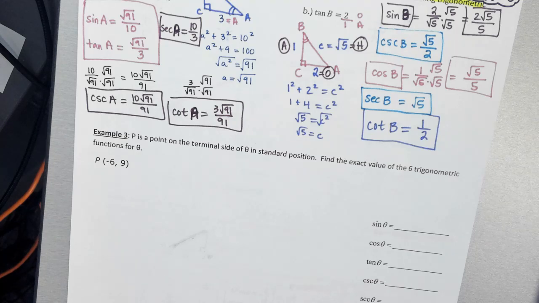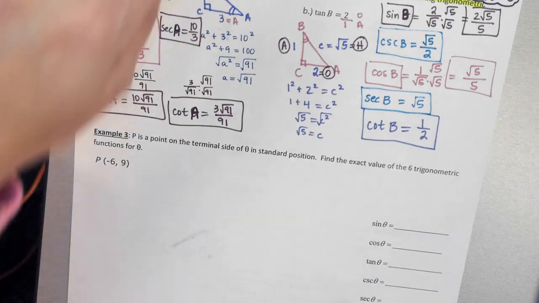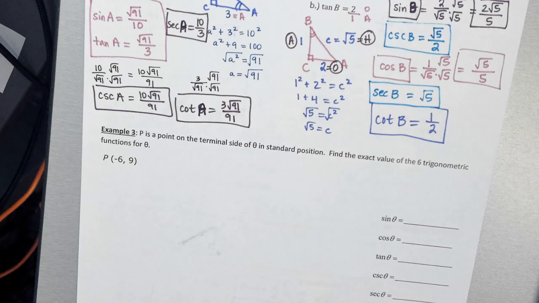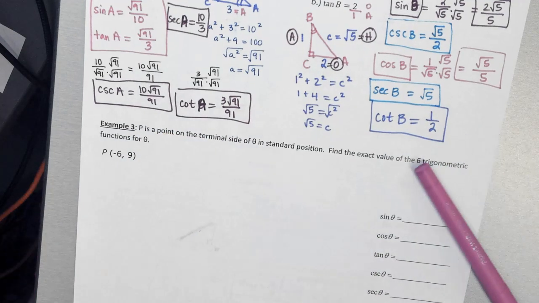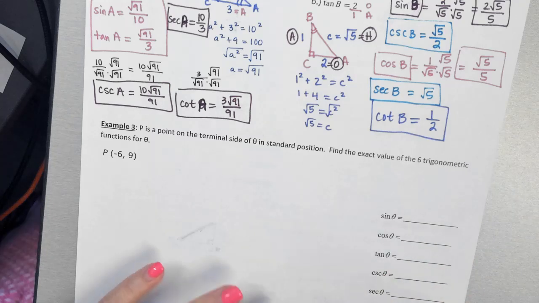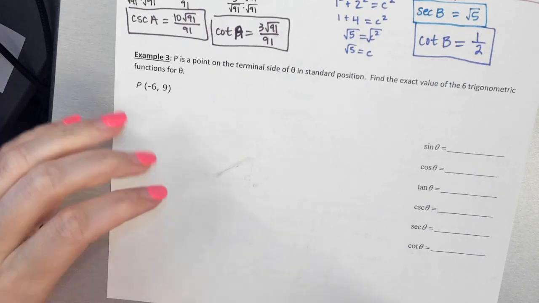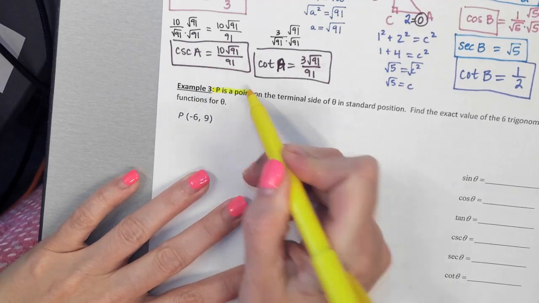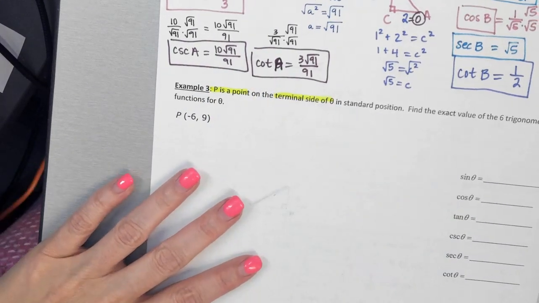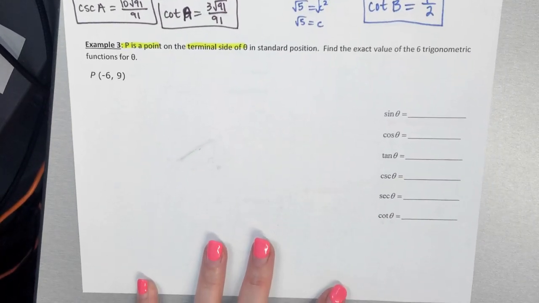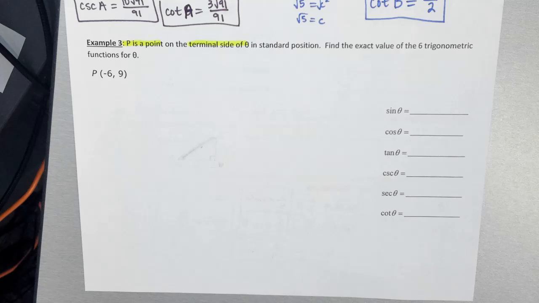Okay, so the next thing we're going to do, this should be brand new. What we're going to do in upcoming sessions is we're going to have to pay attention to quadrants, and this is going to lay some of the groundwork for that. So in example 3, they give you point P, and this is a point that's on the terminal side of theta in standard position. Remember, standard position just means that you have your vertex at the center, you have your initial side, and you have your terminal side.